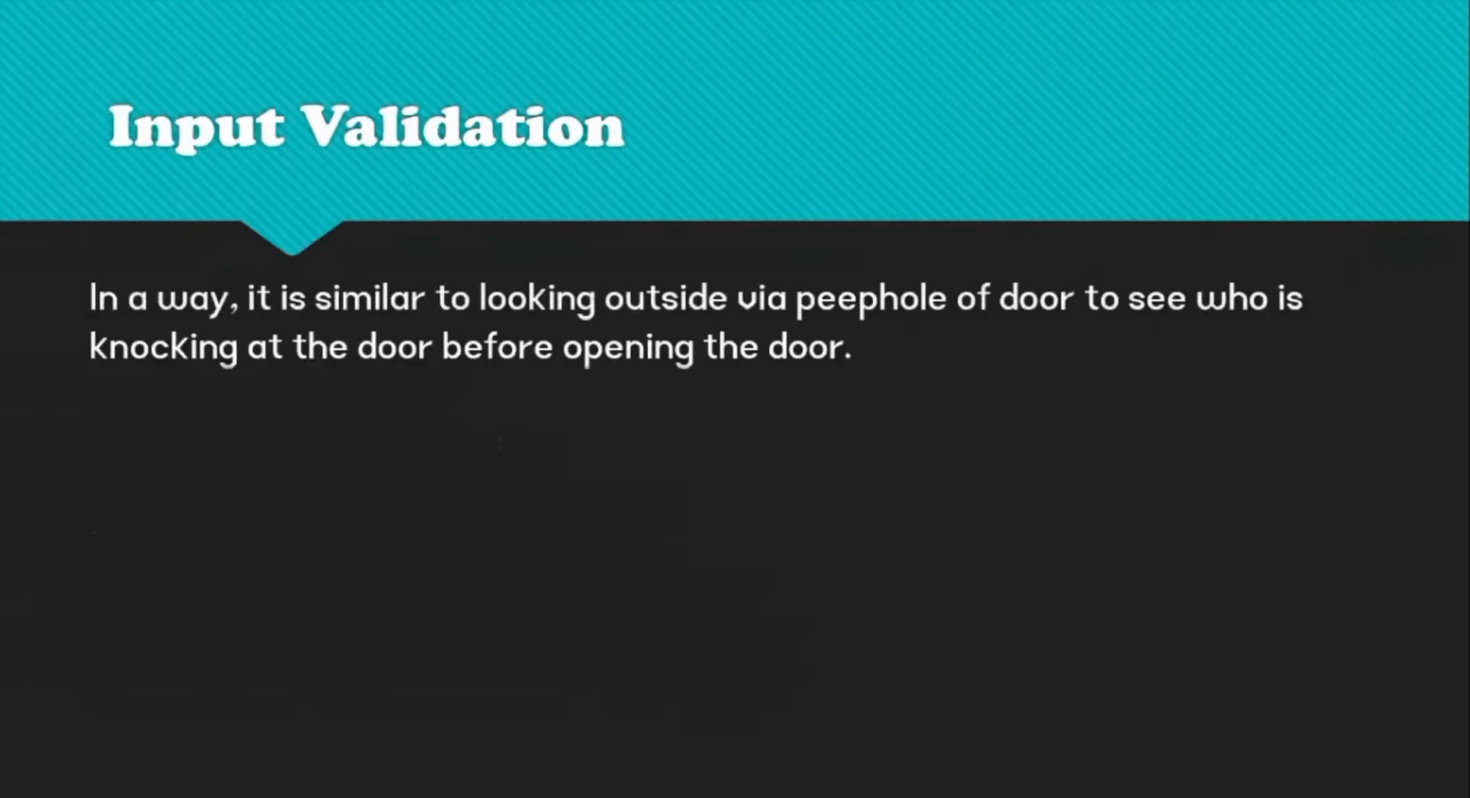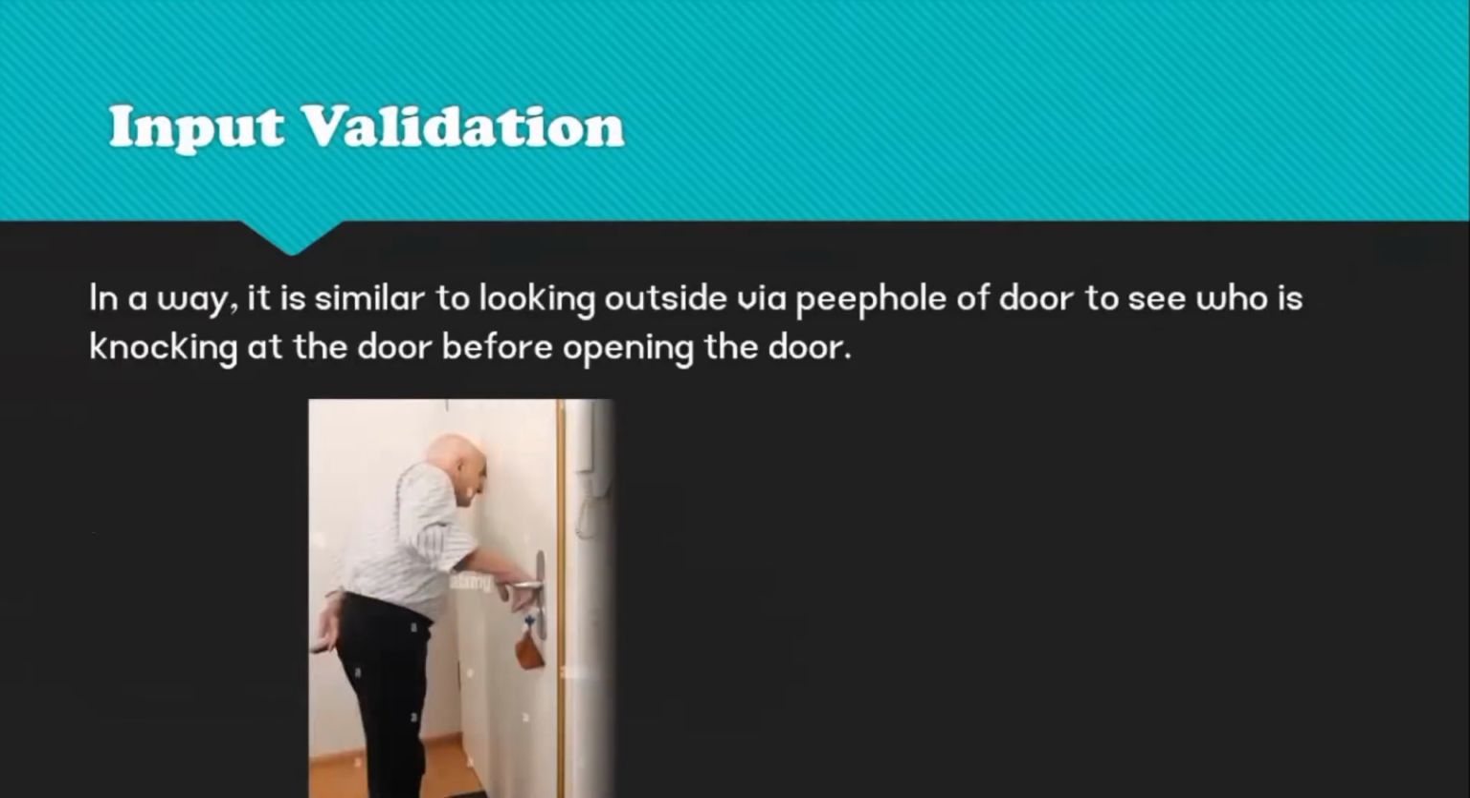First one is input validation. Input validation is just like the peepholes that you keep in your doors. It can be used to look on the other side of the door. As you see in the picture below, a person is looking through a peephole, and it is basically used to know who is at the door.